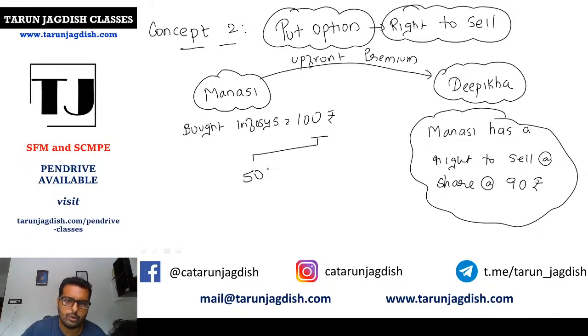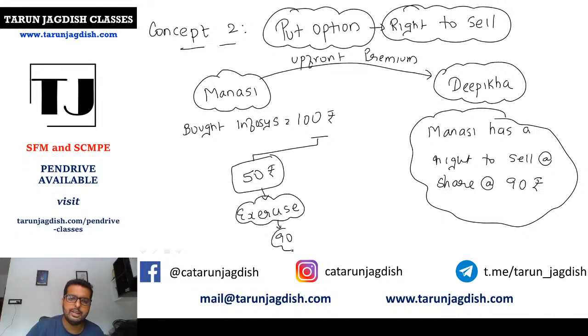The price falls down to 50 rupees. And Manasi has a right to sell to Deepika at what price? 90. So Manasi will exercise the put option and she will receive how much money in her hands?